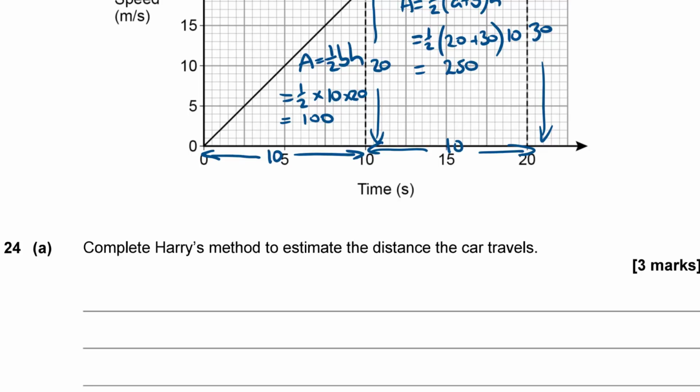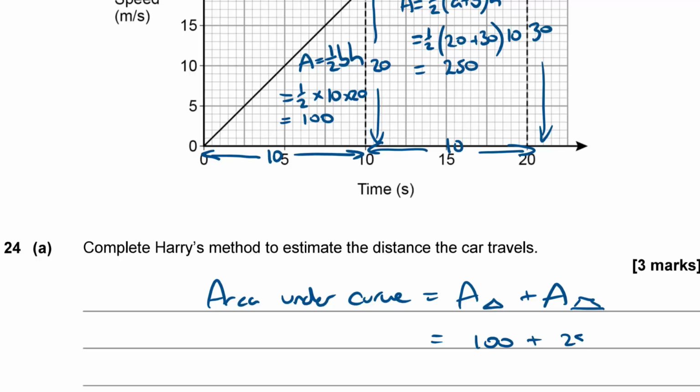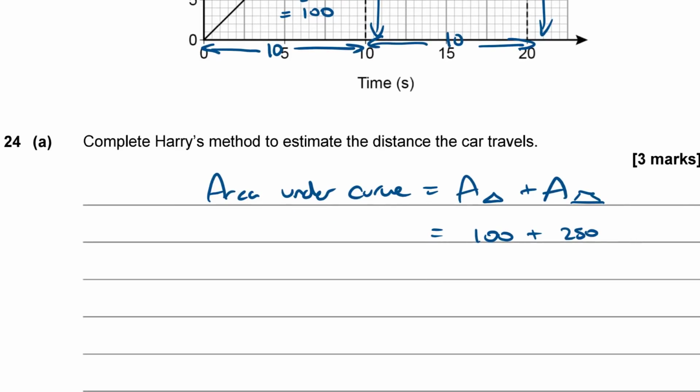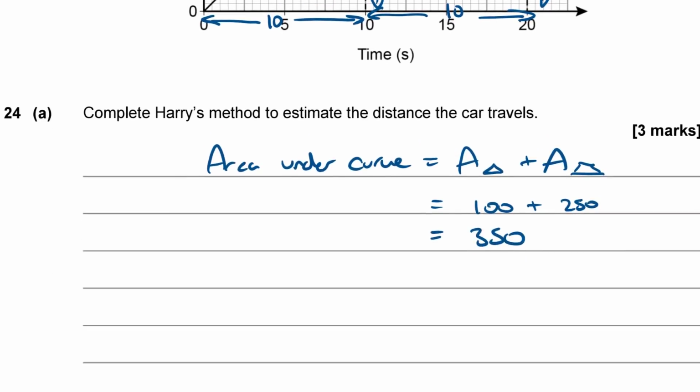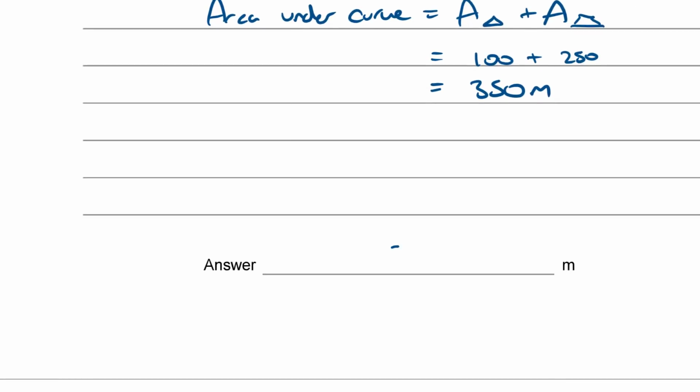Okay, so my total area under the curve is going to be the area of the triangle plus the area of the trapezium, which is 100 plus 250, which is 350. And the units must be, what we've got, meters per second and seconds. So that must come out to be meters then. 350 meters.